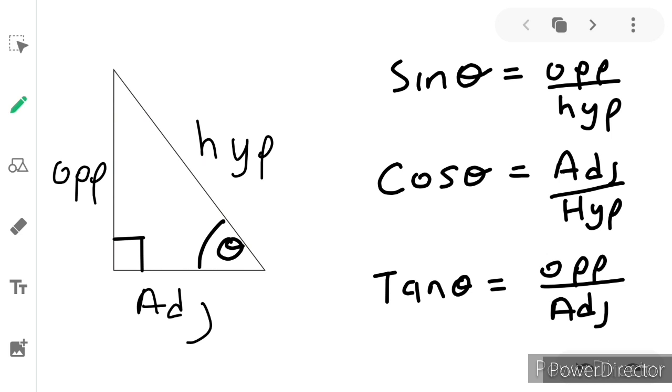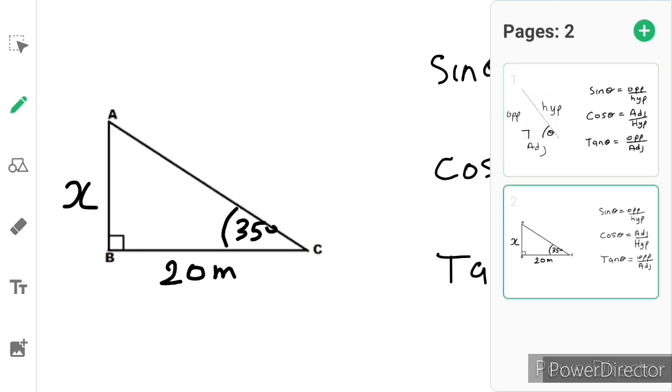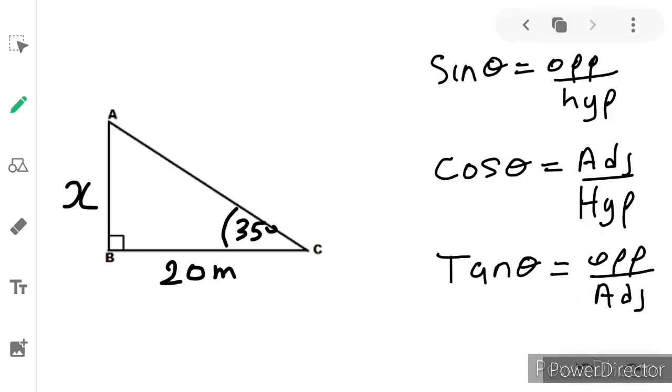So since we've perfected the art of labeling the triangle, I think we can go ahead and apply these ratios to solve a question now. Alright, so let me just switch the board. Good. They have this question. They ask us to find the missing value, which is x. So we have to see which one of these three ratios we have to use to find x. And before we can do that, we have to label the triangle.